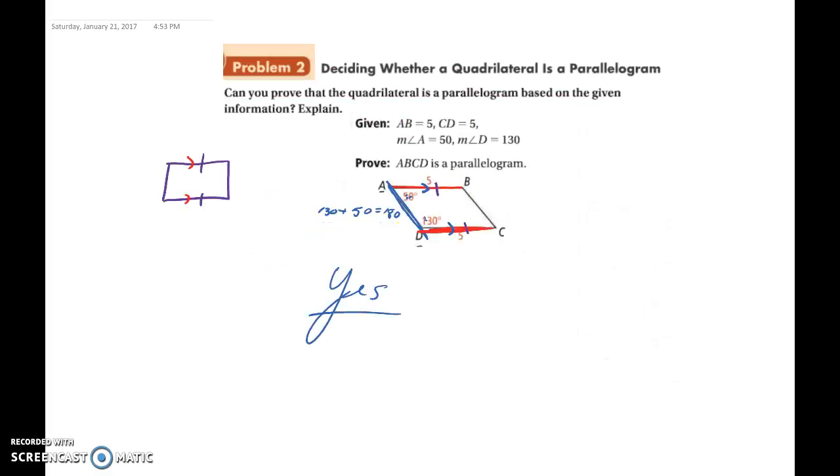So if we wanted to fill this in, we can say that angle B is 130 degrees. And we can say that angle C is 50 degrees. We can't solve for AD or BC because we don't have enough information for that.